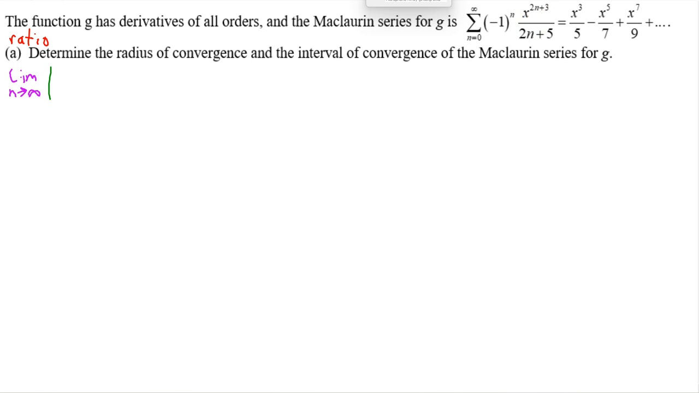So we'll have x, and we'll replace this n with n plus 1. And we have a plus 3 over, replace this n with n plus 1 as well. And then remember, you divide that by the original formula with just n in there. And dividing by this is the same as multiplying by the reciprocal. So it would be 2n plus 5 over x to the 2n plus 3.